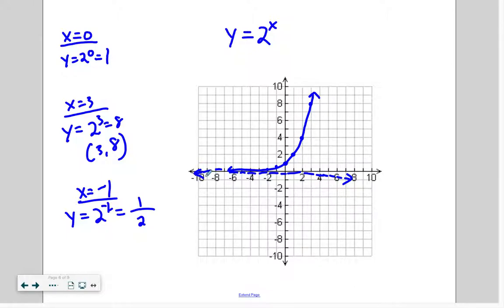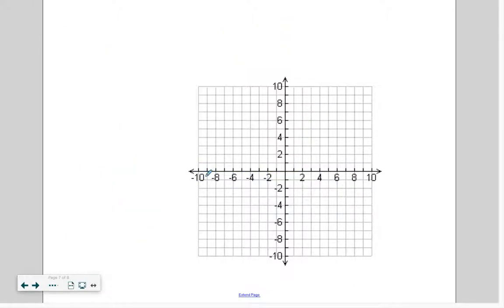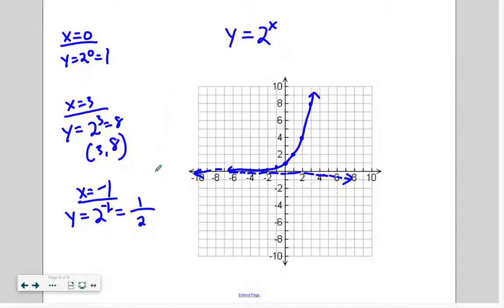Okay, that was an easy one. Let's do a more challenging one. That's how you graph. The next one is going to be, oh, by the way, this represents exponential growth. Okay, this is growth. As I'm going from left to right, the graph is increasing, right? Exponential growth.